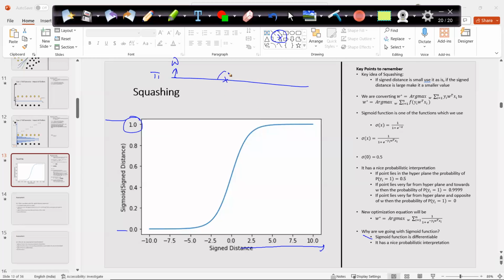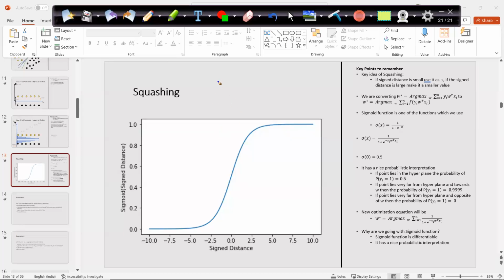Suppose the point is on the plane. That means the distance is 0. In that case, the probability of success is 50-50. And if the point is in the opposite direction, negative, so it's a very high negative distance, then the chance of success is 0. The chance of it being positive is 0. So that's why it's giving me a nice probabilistic interpretation as well. So that is the idea.